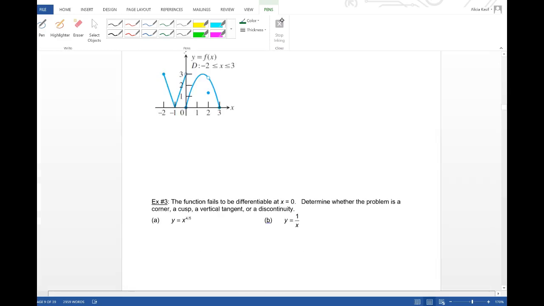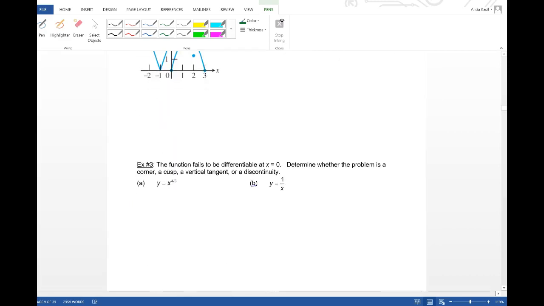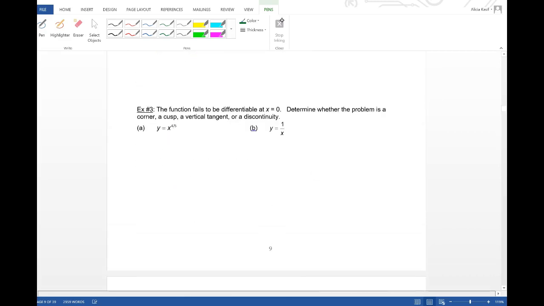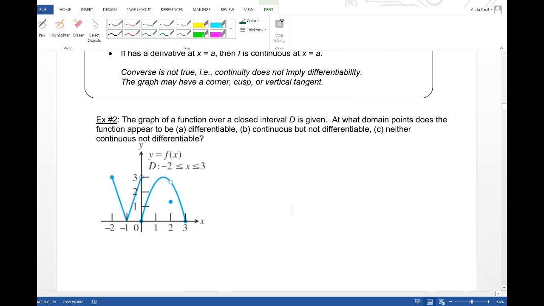I think this is our last page of notes, or is there another page? Oh, there's another page. Okay. I just want to make sure we have enough time.